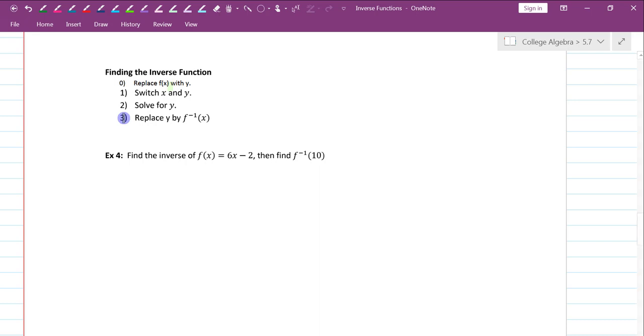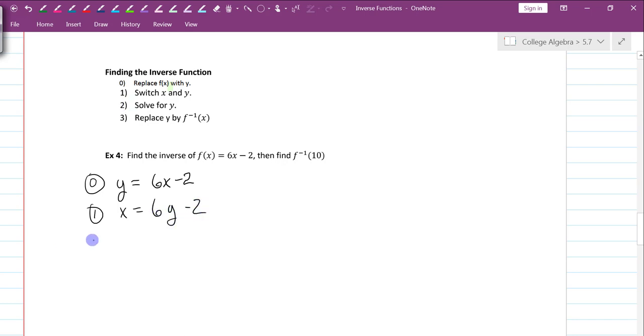Okay, so find the inverse function of f of x is equal to 6x minus 2, and then find the value when x equals 10. So here we go. Step 0 says replace f of x with y. I'm given f of x there, so I'm going to write y is equal to 6x minus 2. Okay? Step 1, switch x and y, interchange them, swap them out. Where there's a y, you put an x, and where there's an x, you put a y. So I end up with x is equal to 6y minus 2.